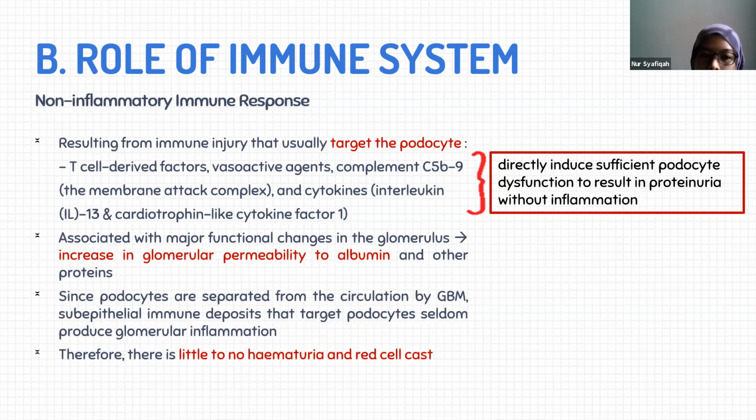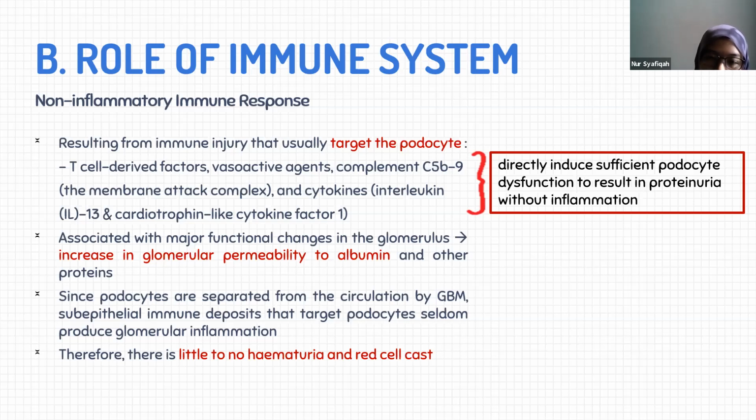So basically, in nephrotic syndrome, specific to minimal change disease, the role of immune system is described as a non-inflammatory immune response, resulting from immune injury that usually targets the podocytes. For example, we have T-cell derived factors, vasoactive agents, complement C5b9, and cytokines, which will directly induce sufficient podocyte dysfunction to result in proteinuria without inflammation. And this is also associated with major functional changes in the glomerulus, which will then lead to increase in glomerular permeability to albumin and other proteins.